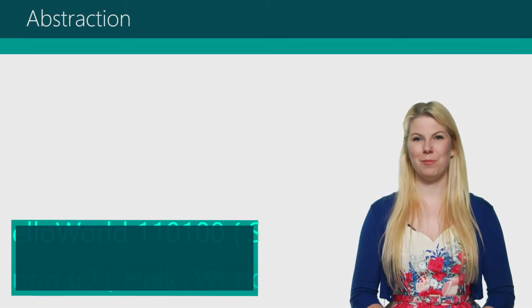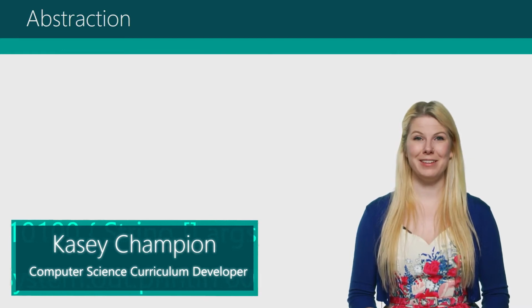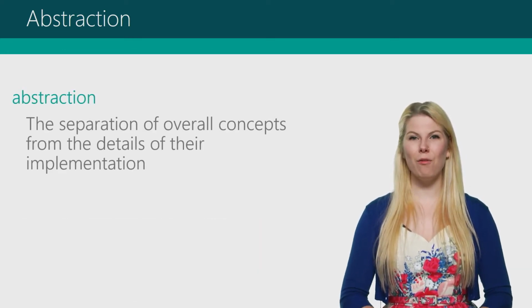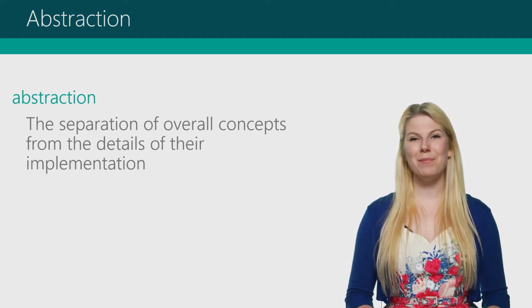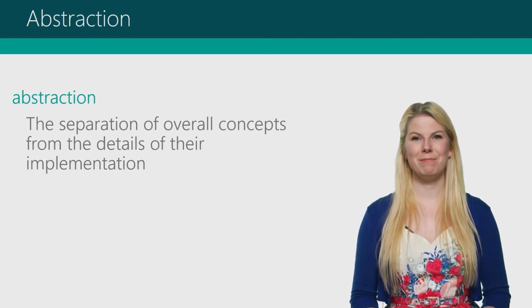You may have heard this term thrown around, abstraction. Computer scientists are obsessed with it. Abstraction is the idea of separating out the overall concepts from their implementation. So, what does that mean when you're building something?